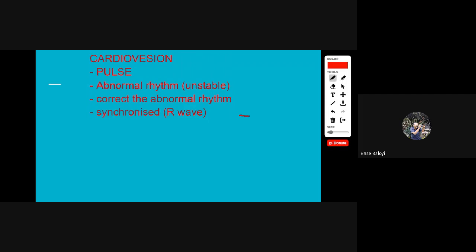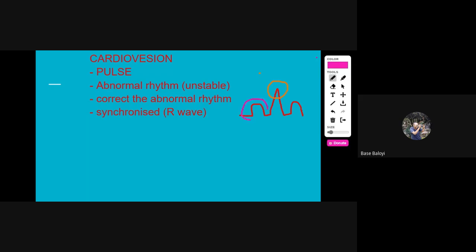Let me quickly draw my EKG strip here. Remember, we have the P wave, and then we have the QRS, and then we have the T, meaning that you are only going to cardiovert when you get to the R wave. Let me change the color. You must synchronize it to the R wave, right? Cardioversion must only happen when you get to the R wave.